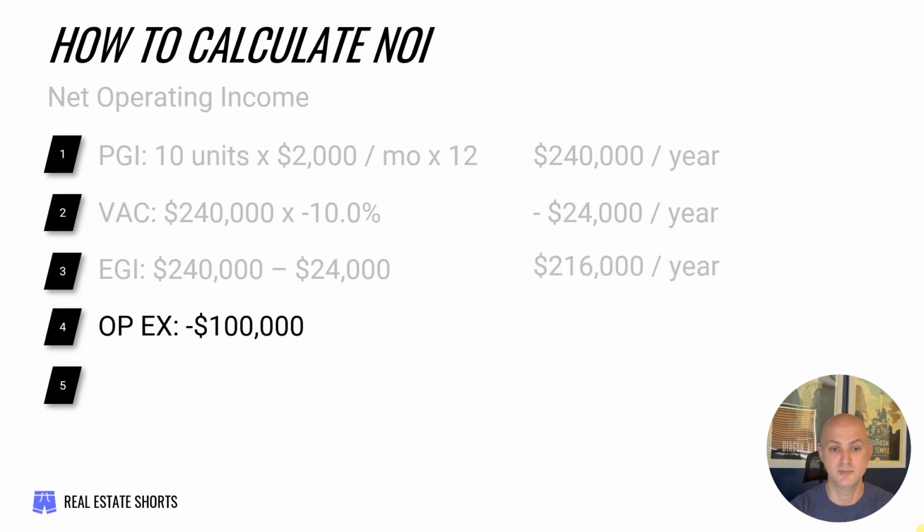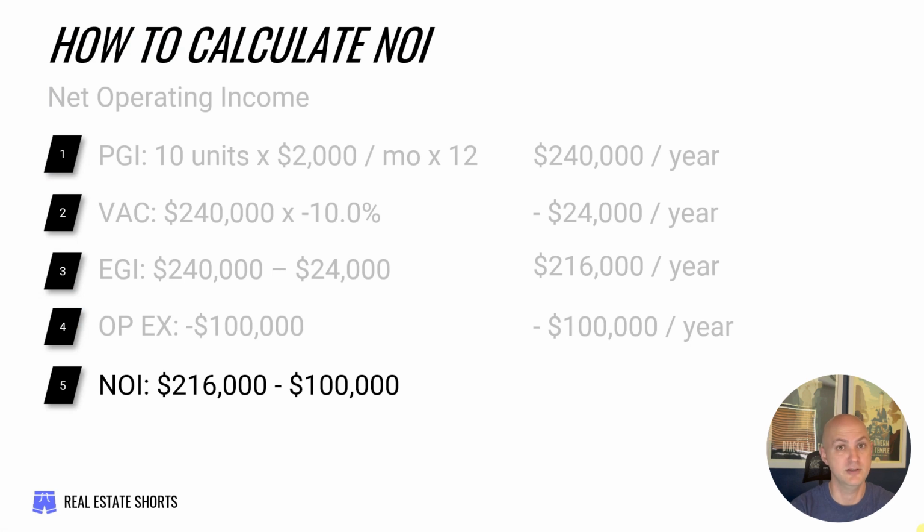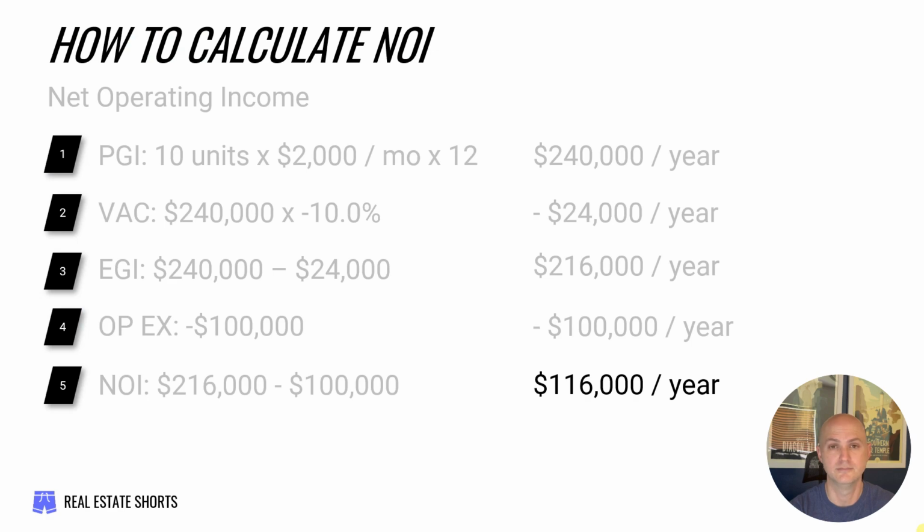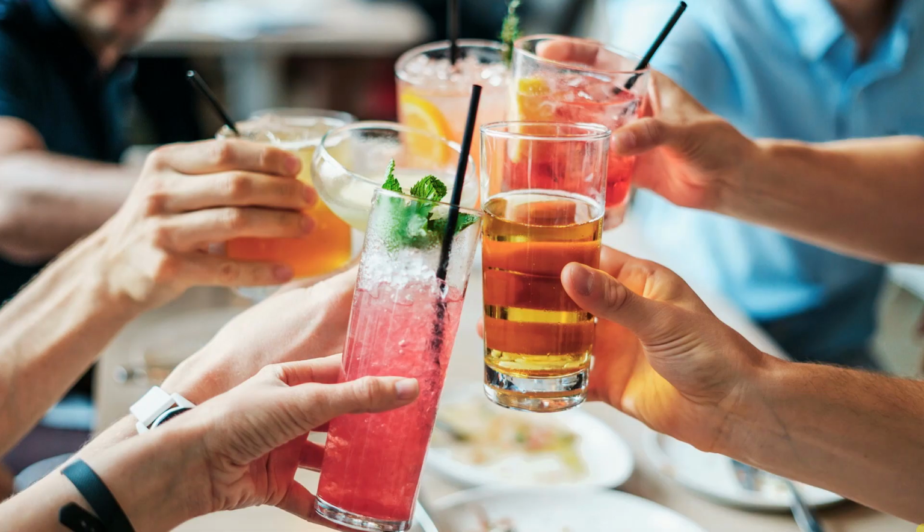Next, we'll take out an estimate or actual of operating expenses. So let's take out $100,000, which leaves us with NOI, the difference between EGI and OPEX. So $116,000 is left over at the end. That's our estimate for NOI. That's how you would calculate NOI. And that's it. You're done. You can go out, you can grab a drink. Your job is done here.